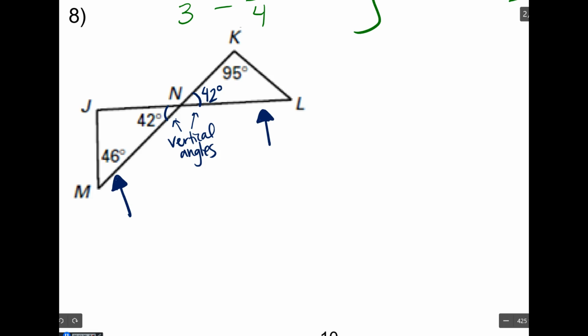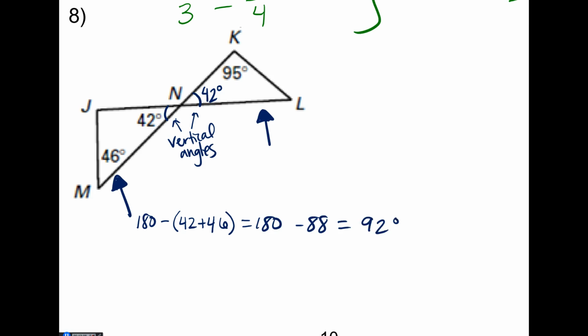So I know, yeah, I have to check to see if all three angles are the same. So I know that the total number of angles in a triangle is 180. So 180 minus 42 plus 46. So that's 88. So that's 180 minus 88. So that's 92 degrees. So I see that this angle is 92. And just to be consistent, here we go.